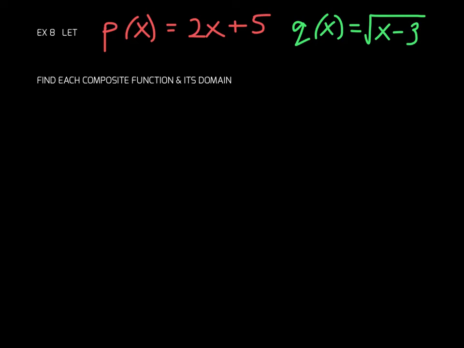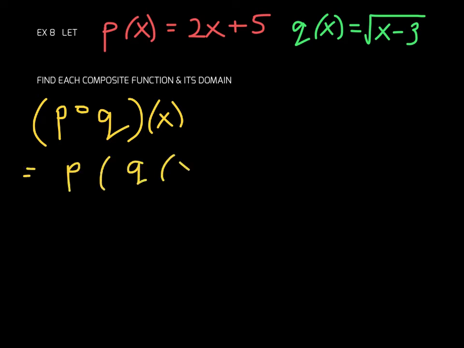So the first composite function they're asking us to find is p composed with q at x. All right, very good, guys. Let's go for it, all right? Let me do this problem with you. By definition, p composed with q at x is equal to p of q of x, right? Probably used to that by now. All right, so here we go. So p of, now q of x is the square root of x minus 3.